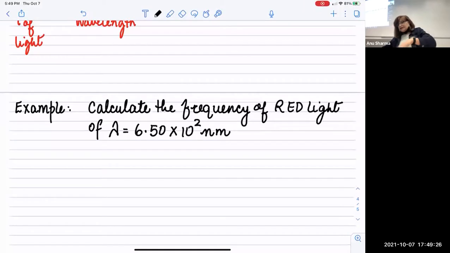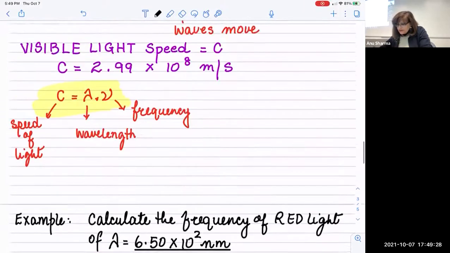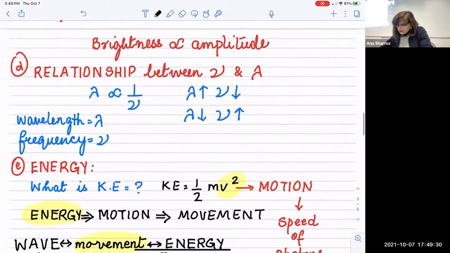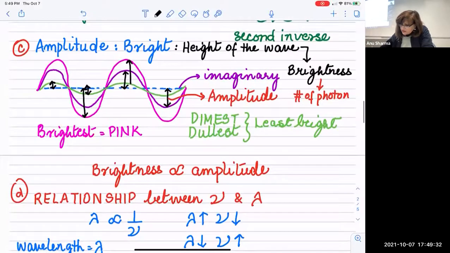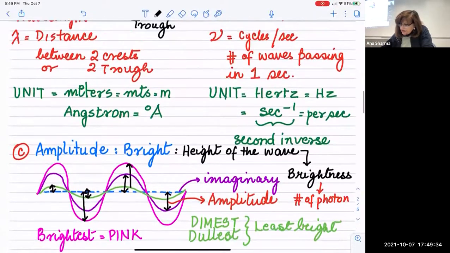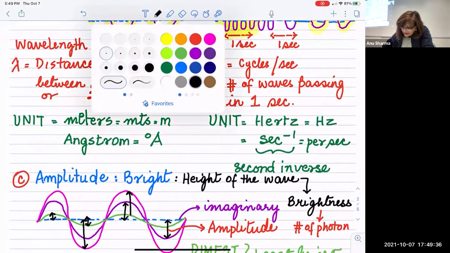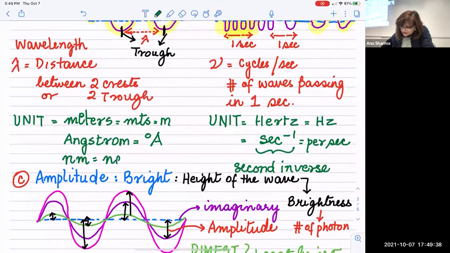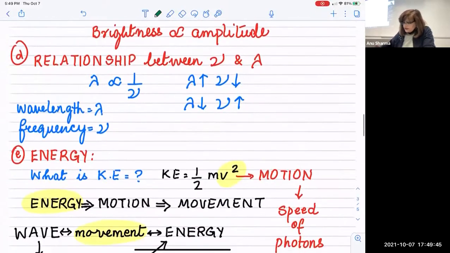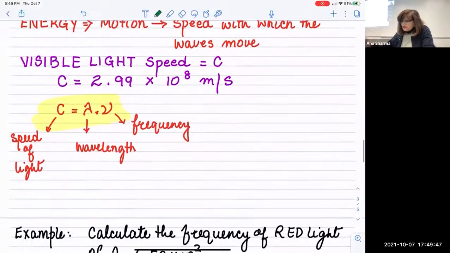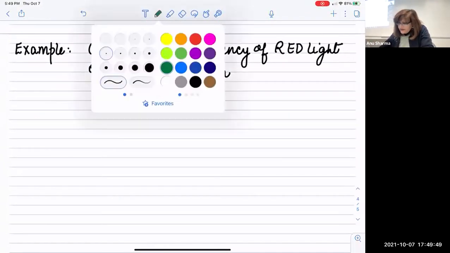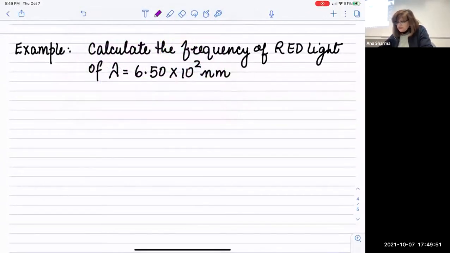So again, the wavelength can be measured in angstroms, wavelength can be measured in meters, and I'm going to put a note here that the wavelength can also be put in nanometers. NM means nanometers. So really small, obviously. We can't see them, so that's why. So here's the example: calculate the frequency of the red light of wavelength 6.50 into 10 to the power 2 nanometers.